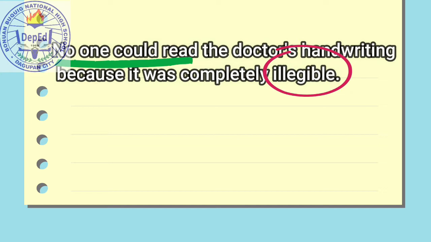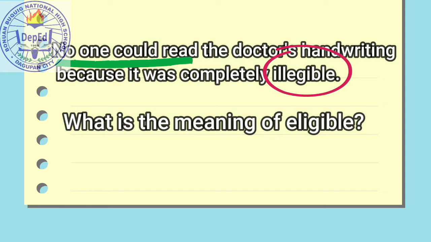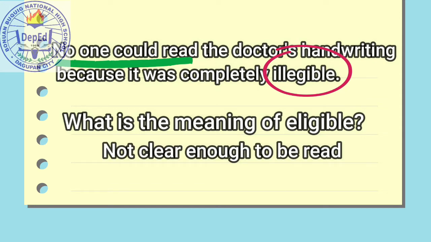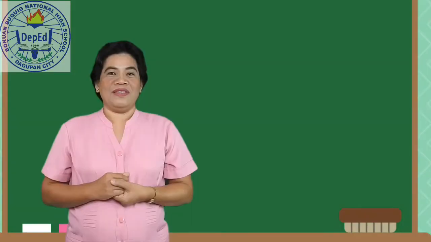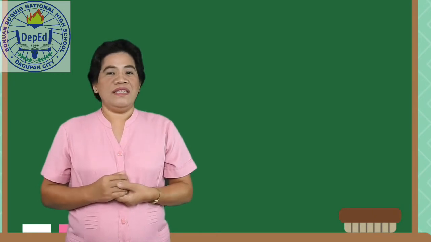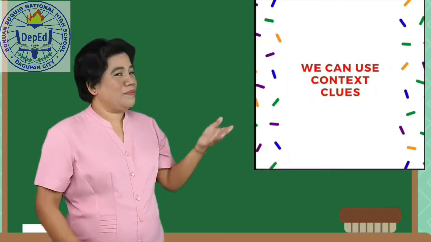Now, using the clue in the context, we can get a better idea about the word illegible. So what do you think is the meaning of the word illegible? Correct! Through the given clue, we could say that illegible means not clear enough to be read. To further explain our lesson, let's watch this video.